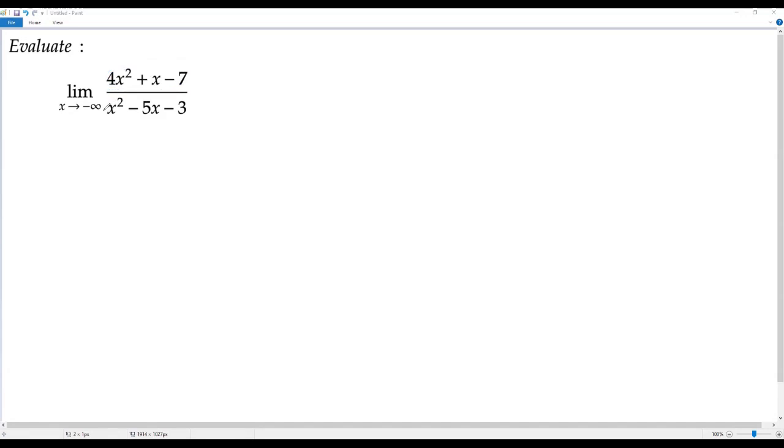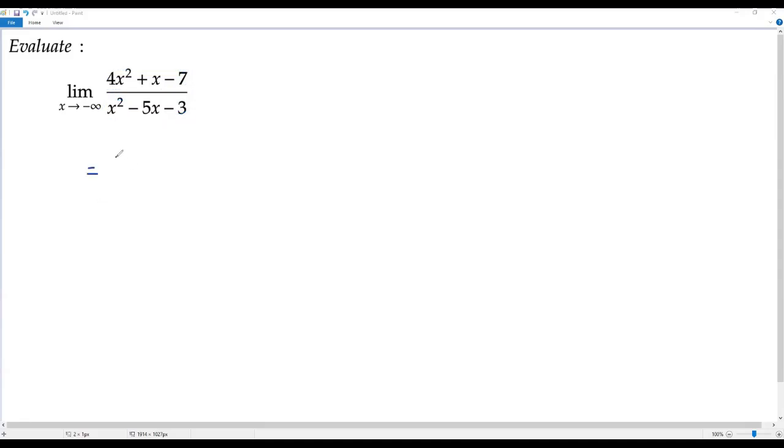Now let's decide the sign for the denominator. The same thing applies. We consider the term with the largest exponent, that is x², because it will dominate the rest of the expression. When I plug in a very large negative value for x, because of the even exponent, squaring a negative value becomes positive. So the sign of the denominator is also positive. The numerator is positive and the denominator is positive, so there is no change in the sign.